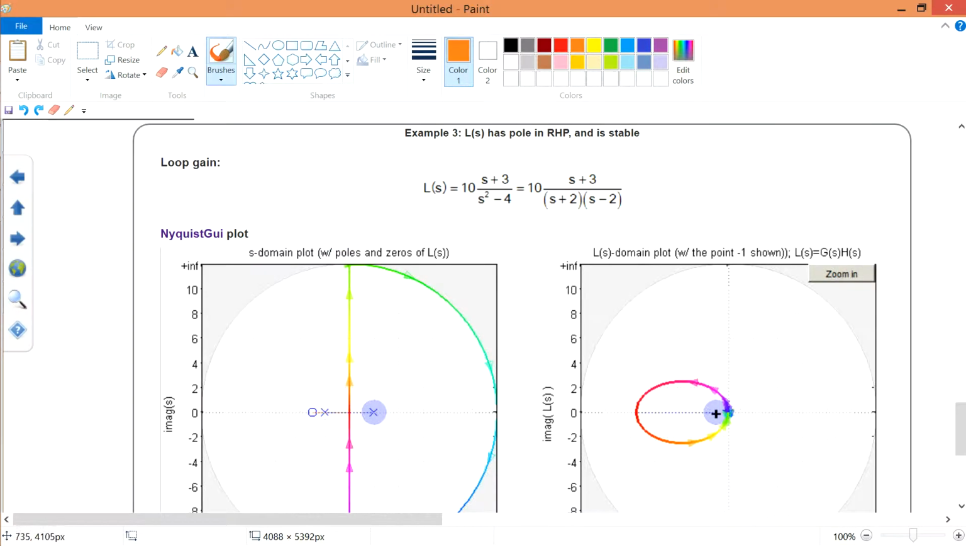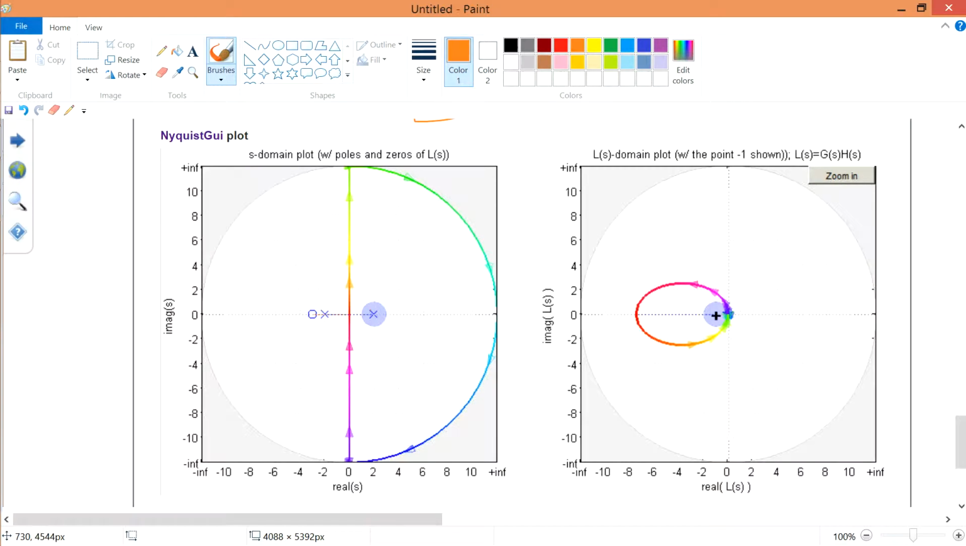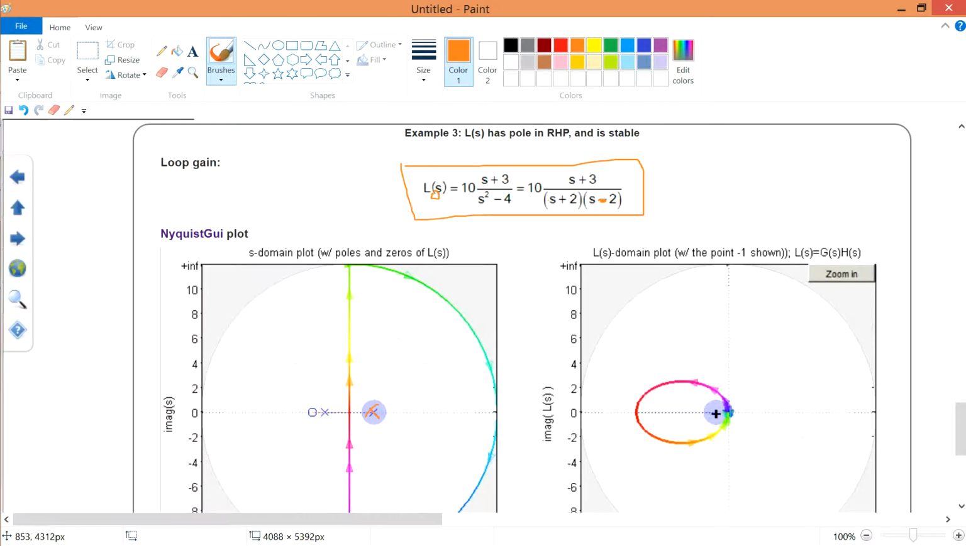For example, this is another example. We have open loop L. The open loop L is this transfer function. When we expand, we see that there is a negative over here. This is the open loop poles. As you can see, one of the open loop poles is over here, and the open loop zero is s plus 3, which is shown over here. And then the other pole is over here.